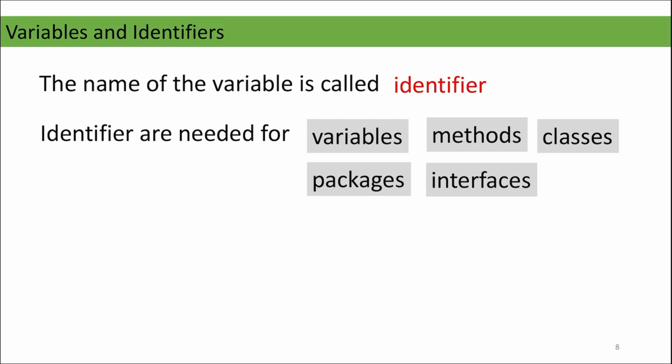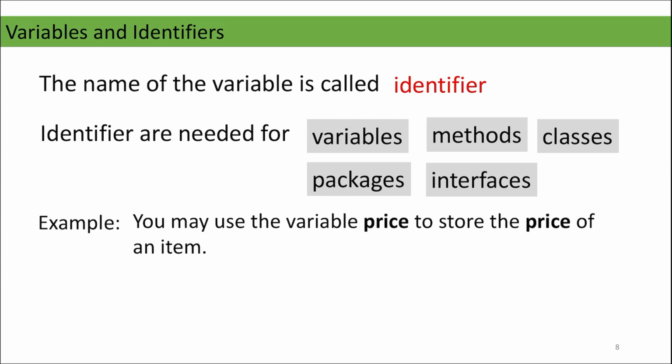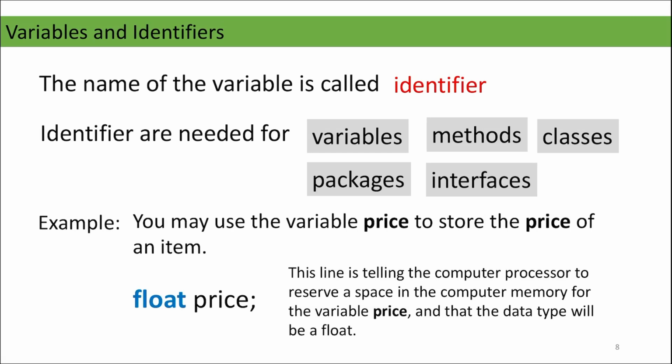So if I call price, I know I'm talking about the price, not the age of someone else, because it's identified that type of data and the data we need to use. Example here, again back to our price. When you see float price, price now is a variable and it has the name or identifier price, and this tells the computer that price is a float, so give it a space in the memory that fits the float.